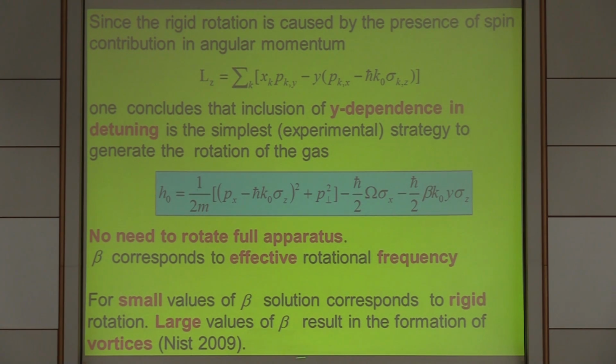And this is the idea that, of course, was used by Spielman and collaborators to produce vortices, including this term in the Hamiltonian, and for large values of beta, one expects to find vortices. So for small value of beta, we have given the solution in the previous slide, and the system does not produce vortices, but produces a rigid rotation of the gas. For larger value of beta, one produces vortices.